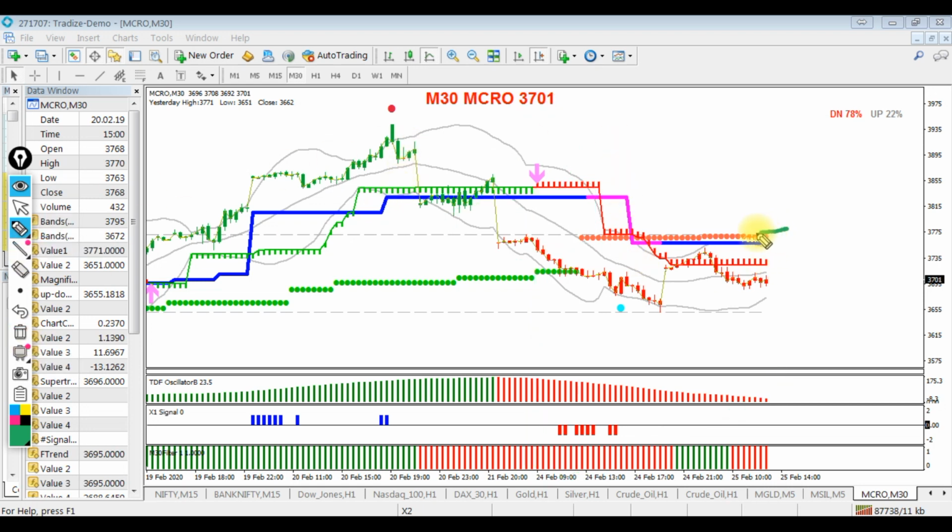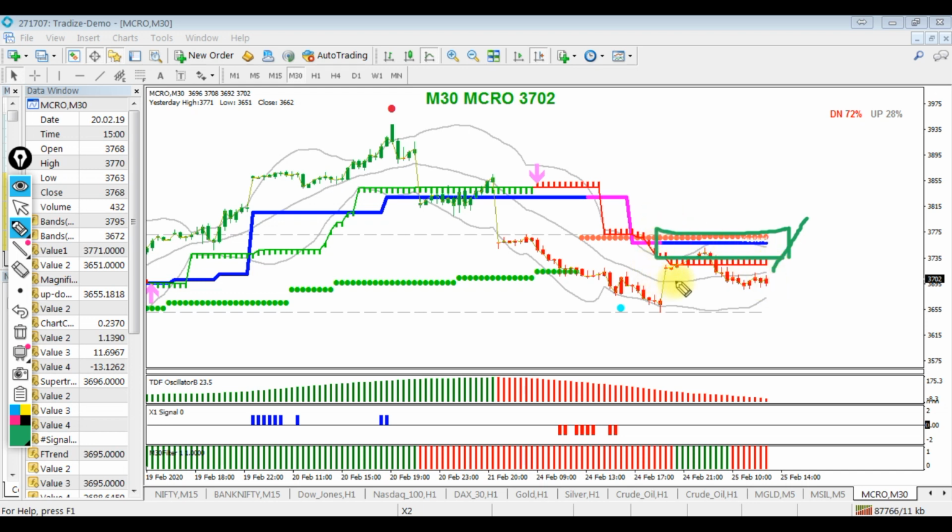You can see this higher time frame is changing here. Okay, so this is not a good sign. Probably we may get some buying pressure. Of course, we are already getting some buying pressure. That is the reason this is changed to blue color.